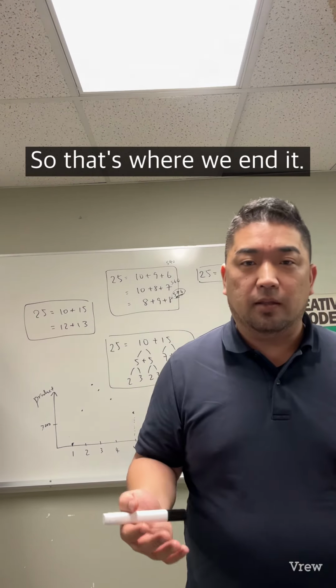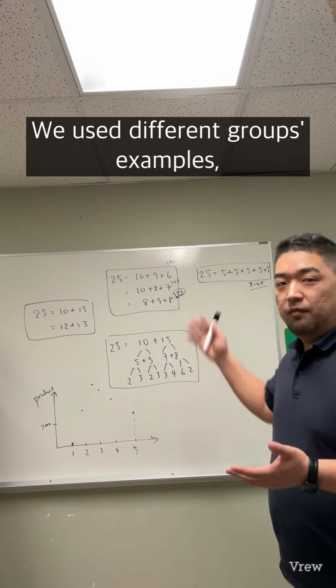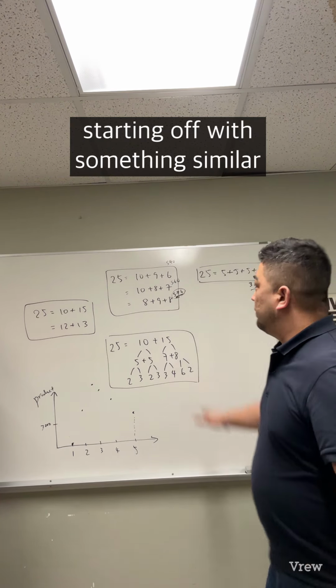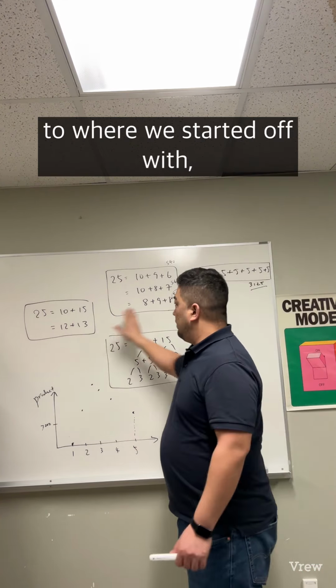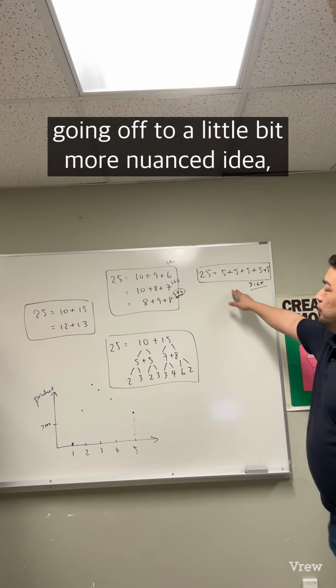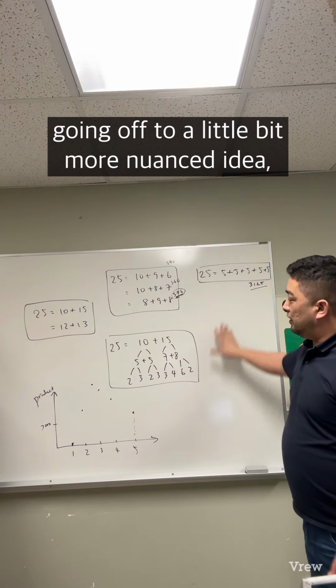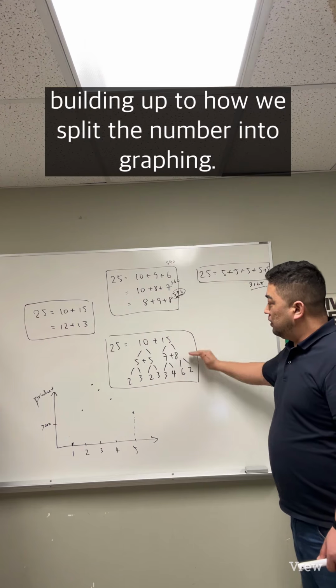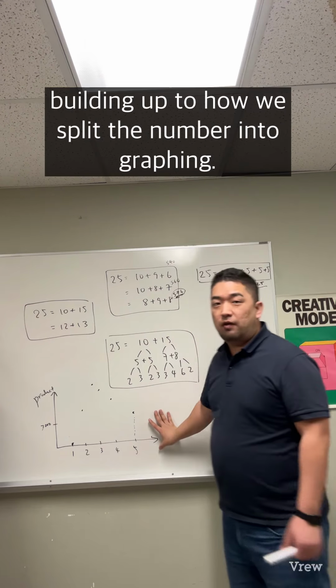So that's where we ended. We used different groups' examples, starting off with something similar to where we started off, going to a little bit more nuanced idea, building up to how we spread the number into graphing.